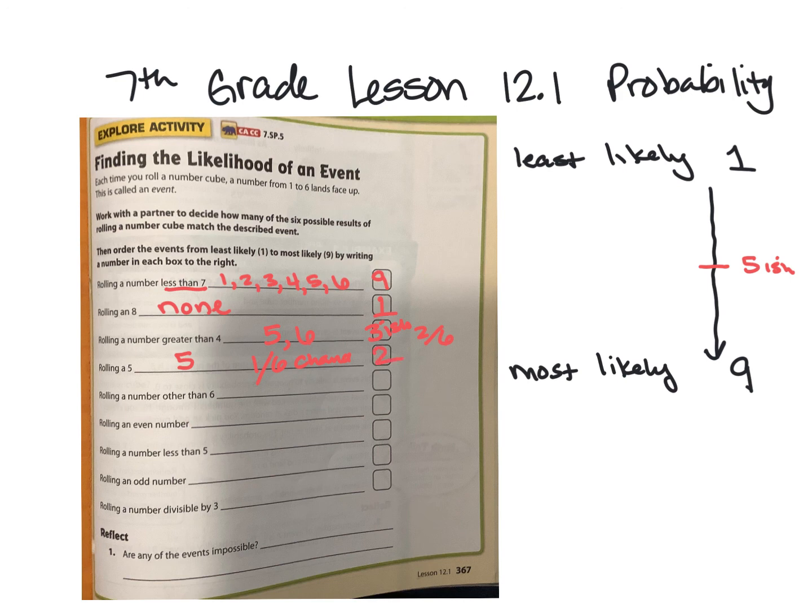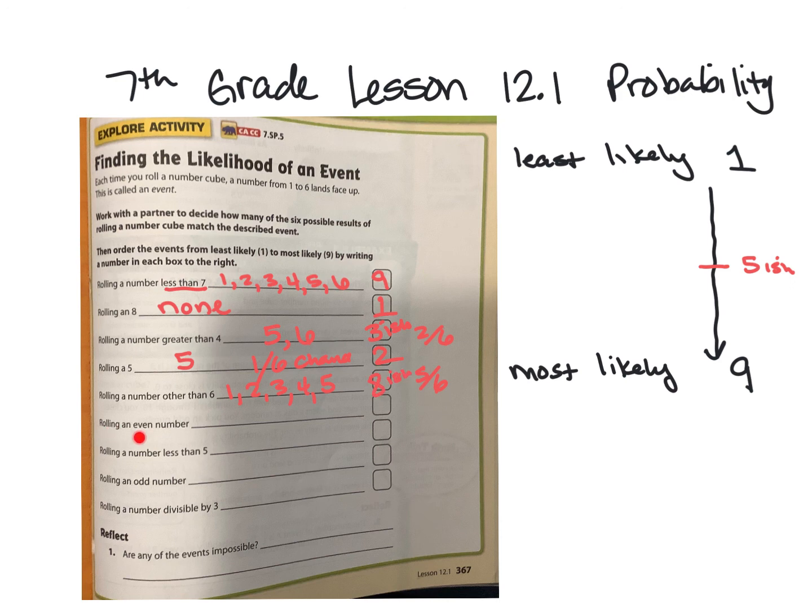What about rolling a number other than 6? Well, what are my numbers other than 6? 1, 2, 3, 4, 5. That's 5 out of 6 possibilities. That's really pretty high up here in chances. I have a good chance, maybe an 8-ish chance that can happen.